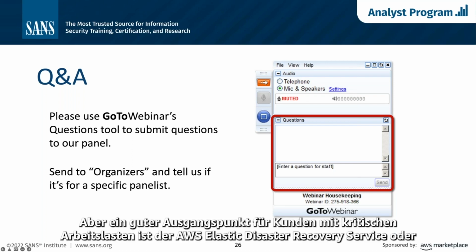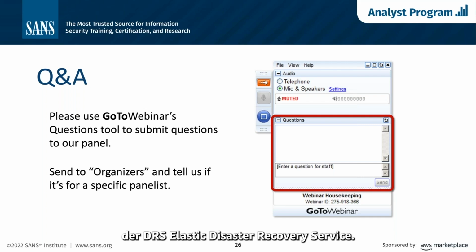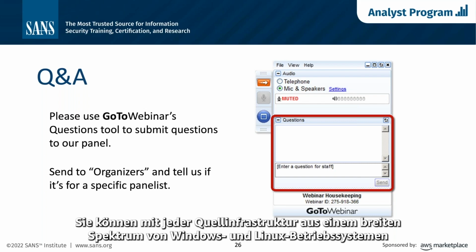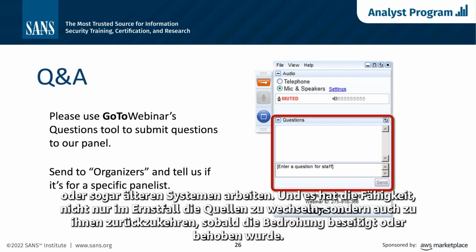But a good starting point for customers with critical workloads is AWS Elastic Disaster Recovery Service, or DRS. So why is DRS a good starting point for you? It is flexible. It allows you to work with any source infrastructure, from a wide range of Windows and Linux operating systems, or even older systems. And it has the ability to not only fail over from these sources, but fail back to them once the threat has been eliminated or addressed.